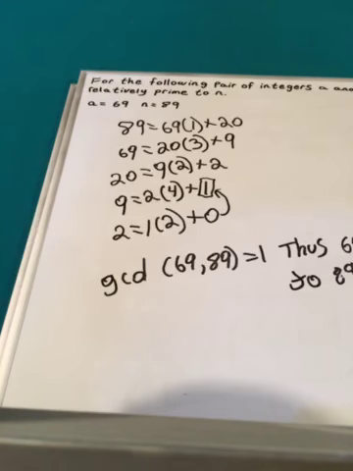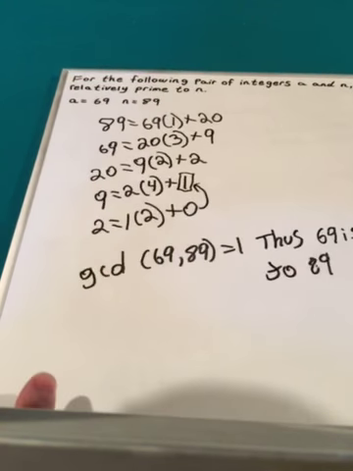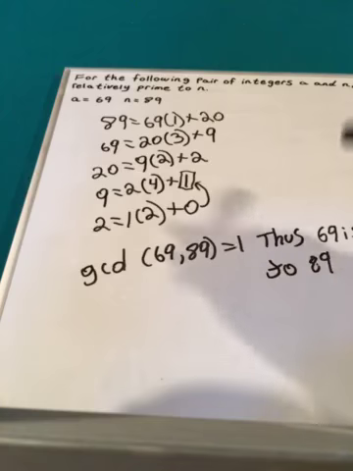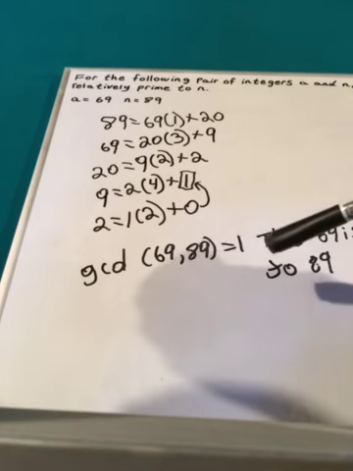Hi everyone, welcome back. Now we are going to use the work we just did in the preceding video when we found the GCD of 69 and 89 to now find the multiplicative inverse of 69 mod 89. And what we're going to do is just work the Euclidean algorithm basically backwards by solving for all the remainders, right?